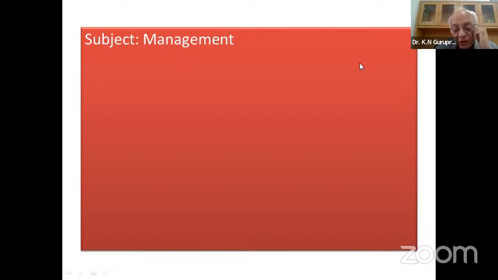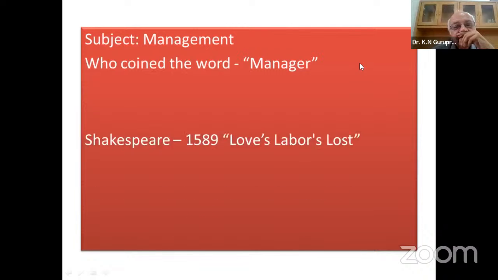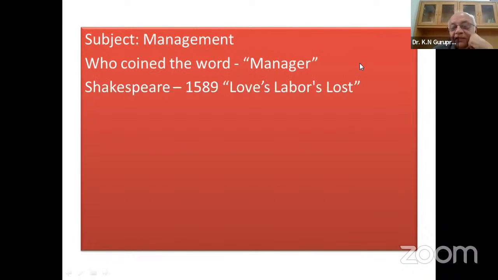Okay, so let me go further. It was very interesting for me, because when I came across a discussion in that article on who coined the word manager for the first time, I was quite surprised to find that the word was first used in 1589 by Shakespeare in one of his works, that is Love's Labour's Lost.